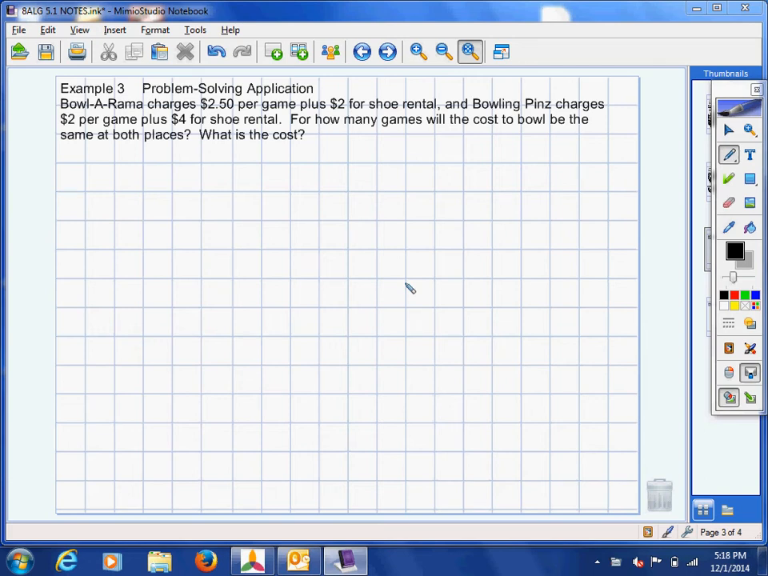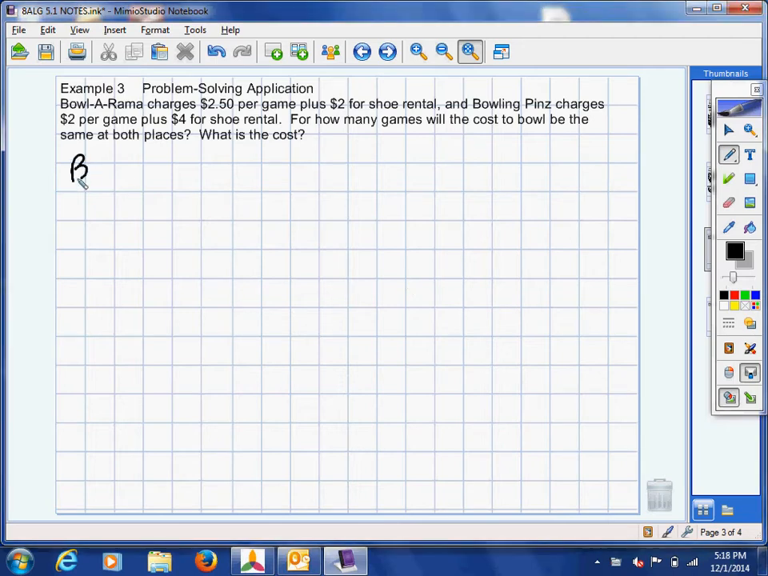We're going to do section 5.1, and this time we're going to do example 3. This is going to be a little more challenging because they didn't give us the equations to graph, and that's what makes it harder. We have to read it and figure it out ourselves. All right, so let's get started.